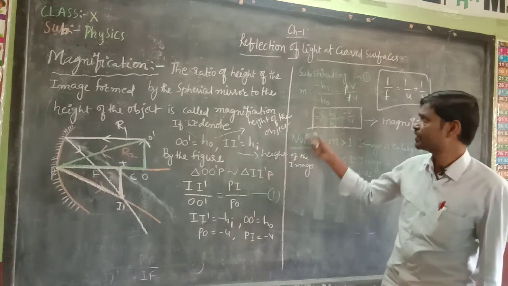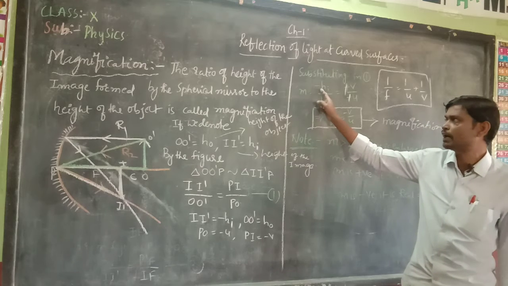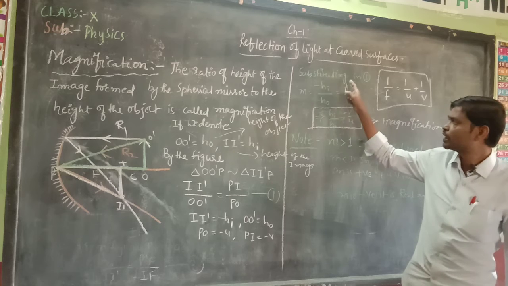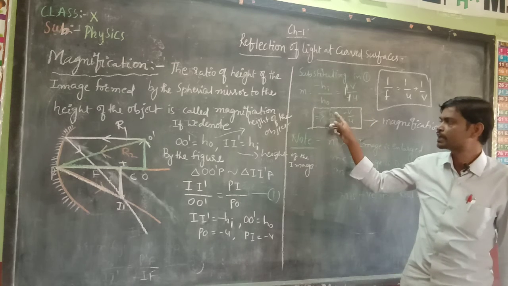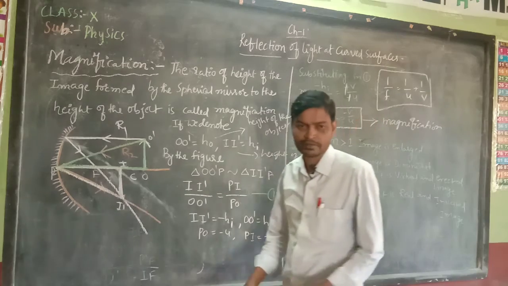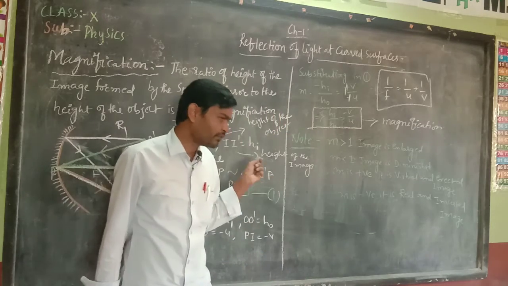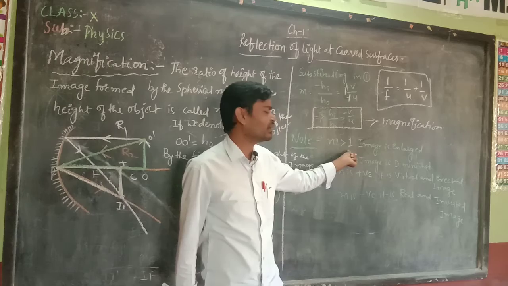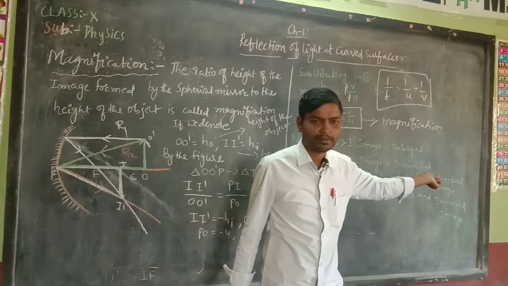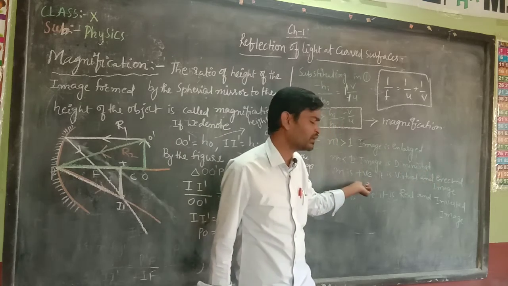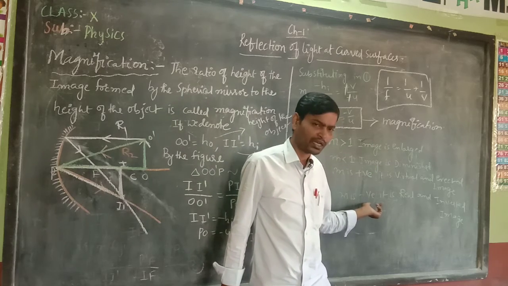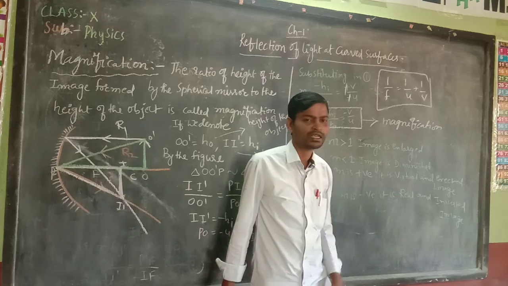Substituting these values in equation 1, what we got? Magnification M is equal to minus Hi by Ho, is equal to minus V by minus U. Here both minus signs got cancelled. We got Hi by Ho is equal to minus V by U. This is the formula for magnification. If the magnification value is greater than 1, then the image is enlarged. If the magnification is less than 1, then the image is diminished. If the magnification is positive, then we get a virtual and erect image. If the magnification is negative, then it is a real and inverted image.